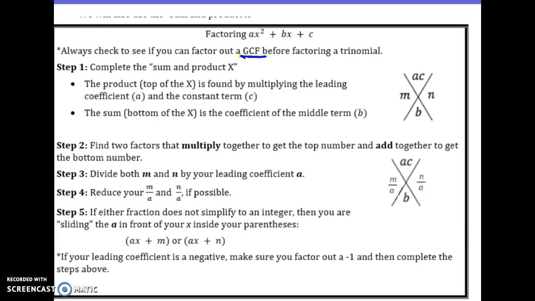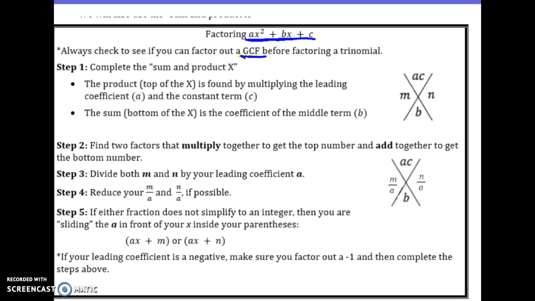Okay, so looking at the notes, the first thing we do is factor out the greatest common factor like we did in the last video. We want to make sure that the trinomial, the quadratic function, has the greatest common factor factored out. Also, we want to make sure that our leading coefficient is positive. The a has to be positive for this to work.